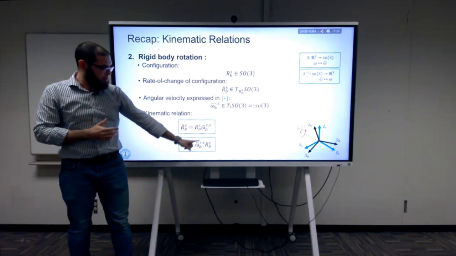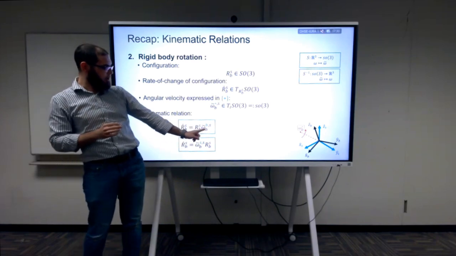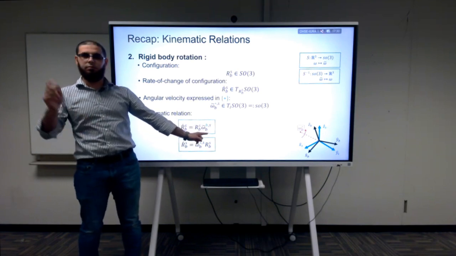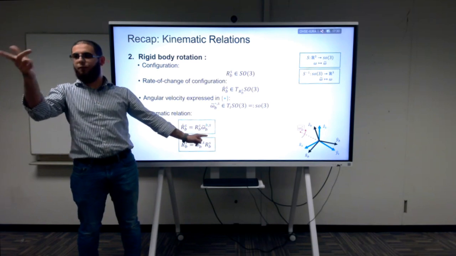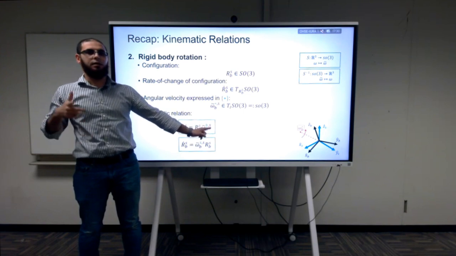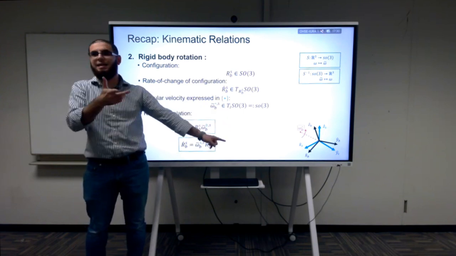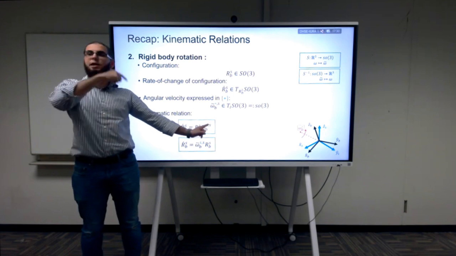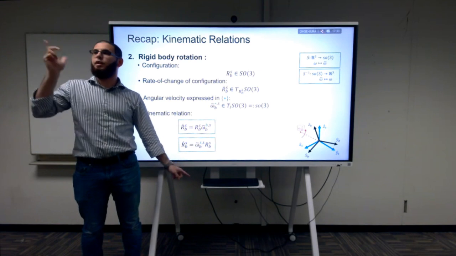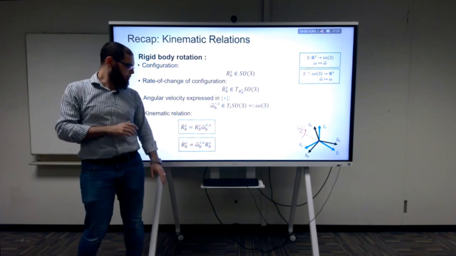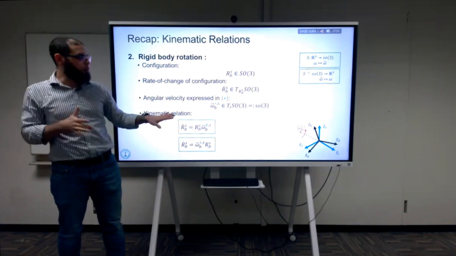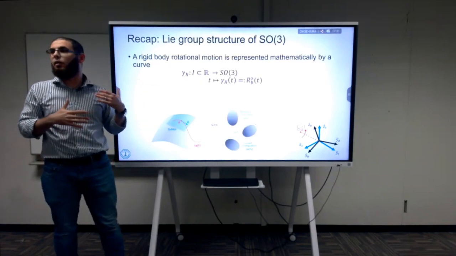But these two angular velocities have a very special meaning. We think about it this way. This is the angular velocity of body B, or of frame B that's attached to some rotating body, with respect to the frame S, which in this example is the stationary frame, expressed in frame B. This one is the angular velocity of frame B with respect to frame S expressed in frame S.